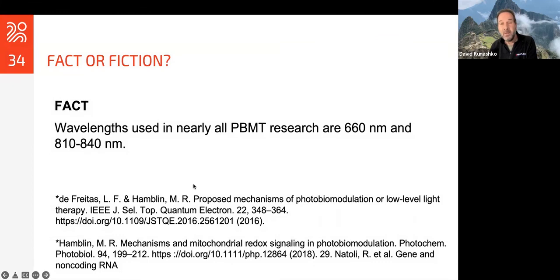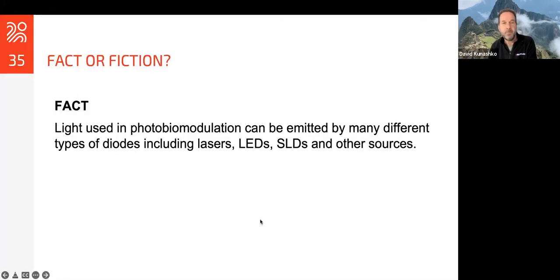Fact: wavelengths used in nearly all photobiomodulation research, we're talking, I don't know, 7,000 to 8,000 research papers, use 660 plus or minus 5, 10, 15 nanometers, and 810 to 840 nanometers. By far, the most common wavelengths used. So why would you use any other wavelengths? I don't know. And the references are there as well.